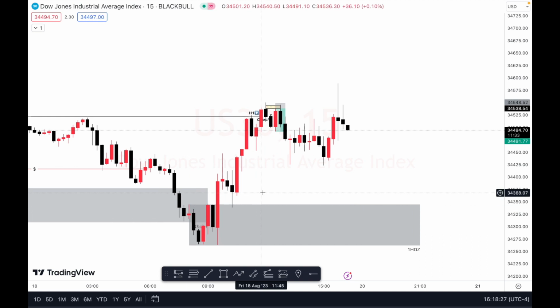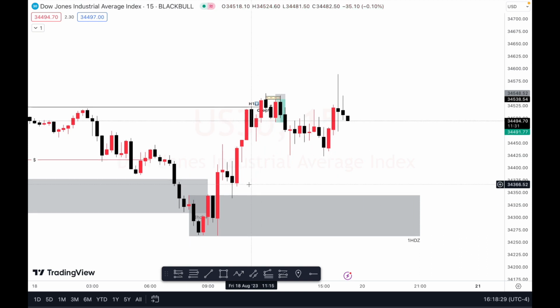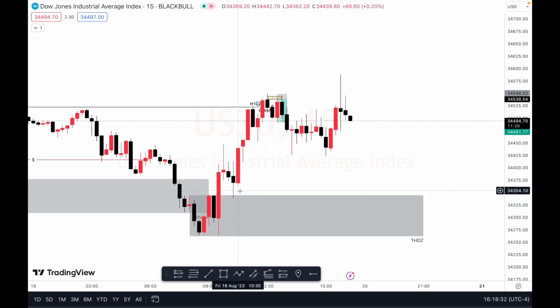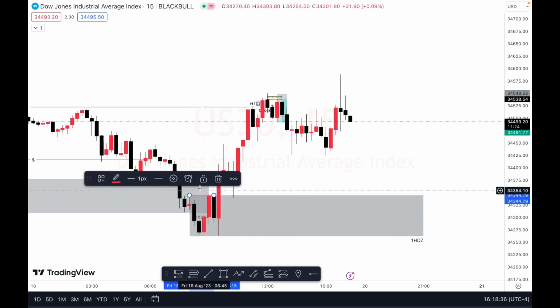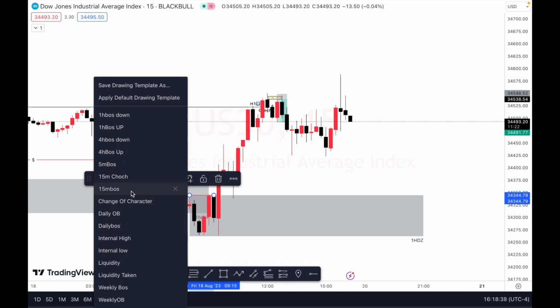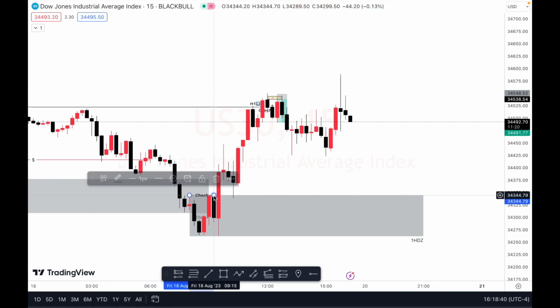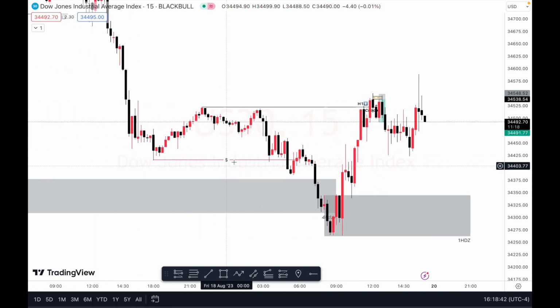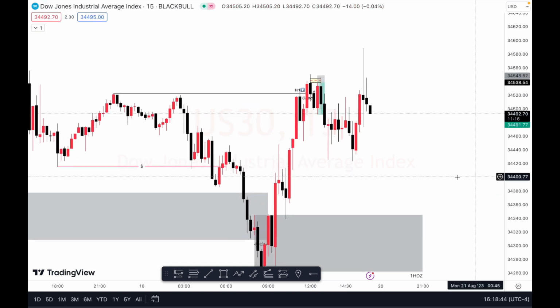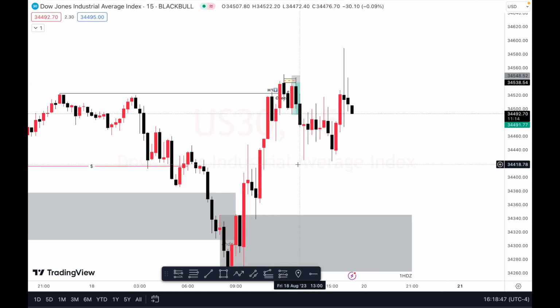So now let's see here. You see here, I didn't really like this setup, even though there was a change of character right here. But I did not catch this. I was in GJ. But anyway, so when I came over to US 30, I haven't traded US 30 in a while. But anyway, I came over to US 30 and we were over here.